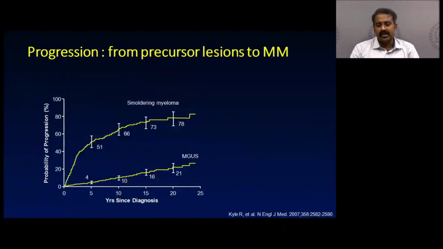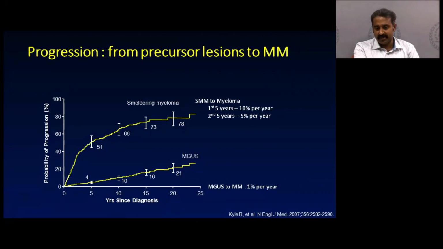Now, if you look at the progression of multiple myeloma from the precursor lesions, this is the graph showing the progression of smoldering myeloma and MGUS. The progression of MGUS is almost the same throughout the course of a person. So the MGUS to multiple myeloma progression is around 1% per year. Whereas if you look at the progression of smoldering myeloma, in the first 5 years, 10% of people can become multiple myeloma. It slowly decreases to around 5% per year in the second 5 years, and after 10 years, the progression of MGUS and smoldering myeloma are almost equal.